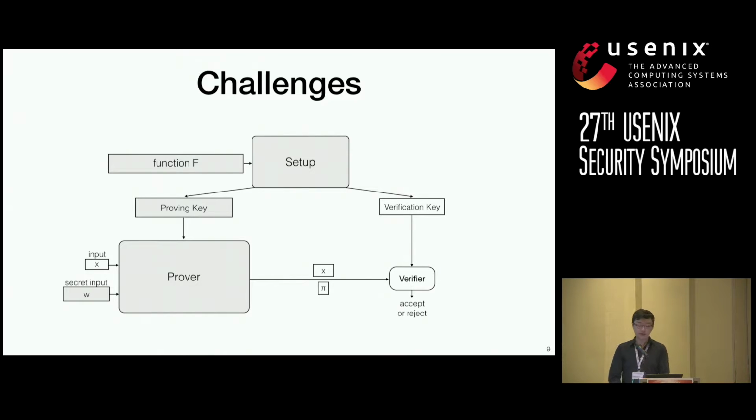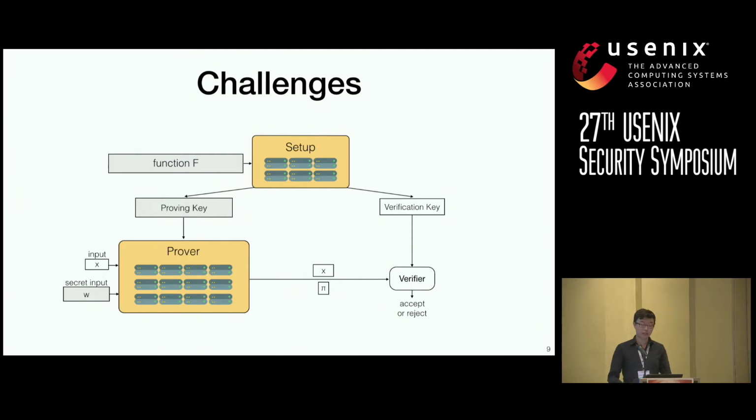So take this diagram of a ZK-SNARK protocol, and I want to point out that the verifier here is extremely small and cheap to run. Therefore, we're going to turn our attention to the setup and the prover. At first glance, we'll want to spin up a cluster of machines and run the setup and prover on it. Next, we'll want to use a distributed data structure to represent our public function f, our proving key, which we said was large, and our secret input.